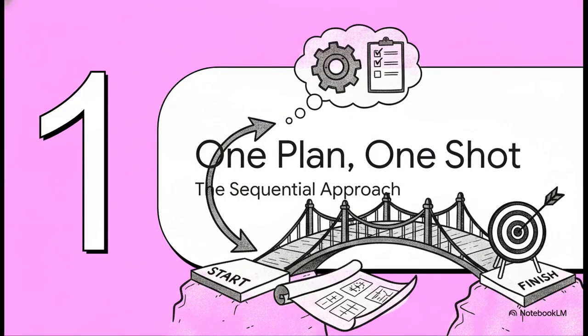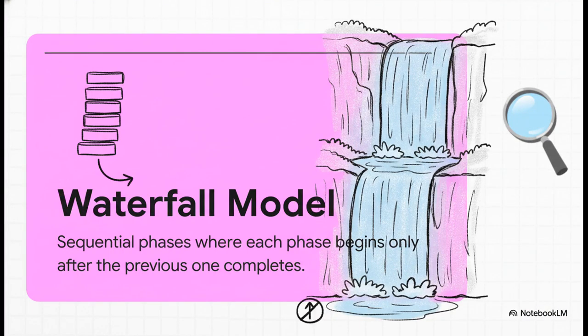All right, so first up, let's tackle that building a bridge idea. This is what we call the sequential approach. The philosophy here is simple. You create one massive, detailed master plan, and then you just execute it. Perfectly. One plan, one shot. No do-overs. And the absolute classic example of this is the waterfall model. I mean, the name pretty much says it all, right? You start at the top, and progress just flows steadily down, step by step, like a waterfall.